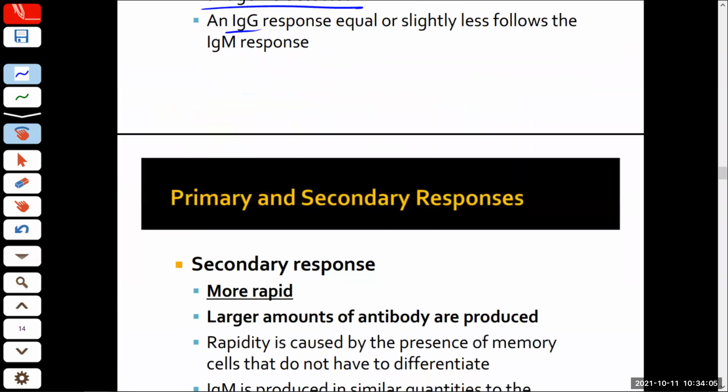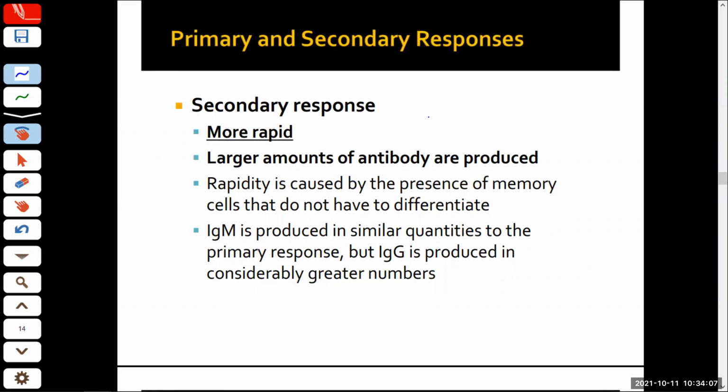So what happens when you get exposed again? Your response is much more rapid. So let me say second exposure to chickenpox. Your response is much more rapid.